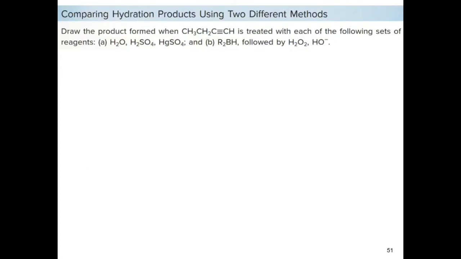So here's an example. Draw the product formed when butyne is treated with each of the following sets of reagents. So here you can see that we have a terminal alkyne, and so reacting this with water in the presence of sulfuric acid and mercury sulfate as catalyst results in the formation of an enol, as shown here. And so you can see that the hydroxy group is bonded to the more substituted carbon atom, which is this atom on the left.